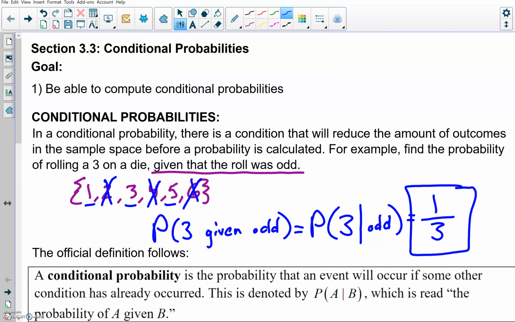So the biggest thing to take away from this in your conditional probabilities is that it will reduce the amount of outcomes in the sample space before the probability is calculated. That's the biggest thing to take away. That condition is going to limit you in some way from the bigger whole to a smaller part. From the whole sample set down to a smaller part of it before you even calculate the probability.